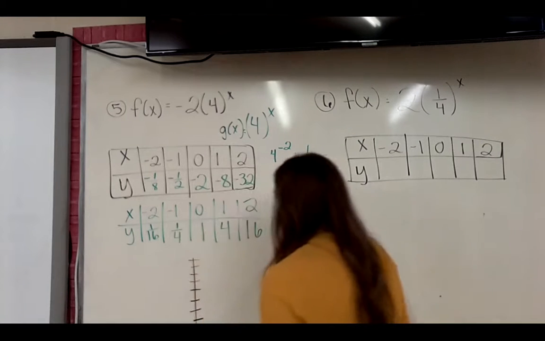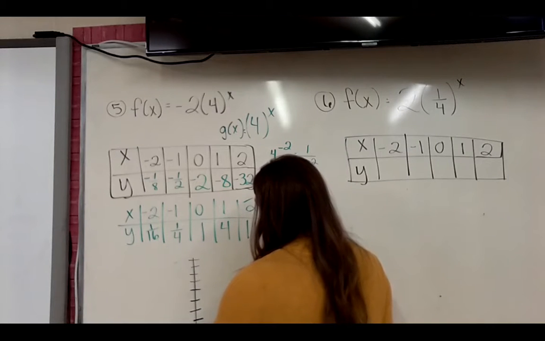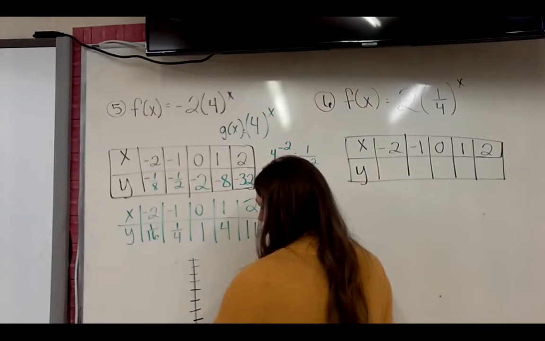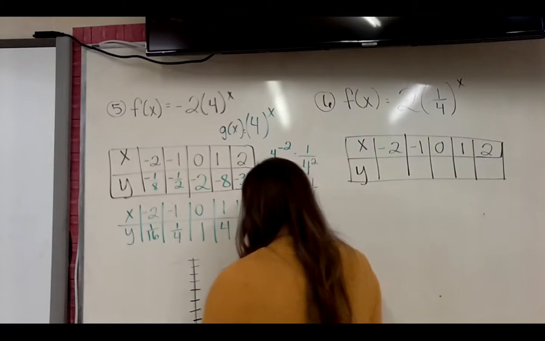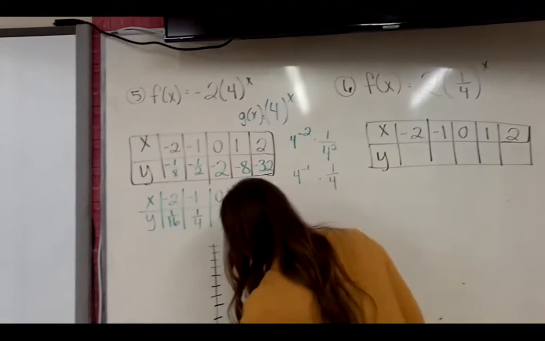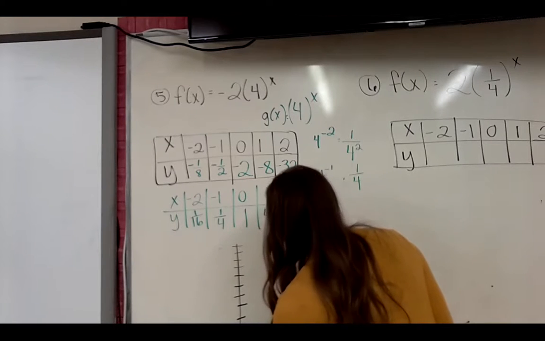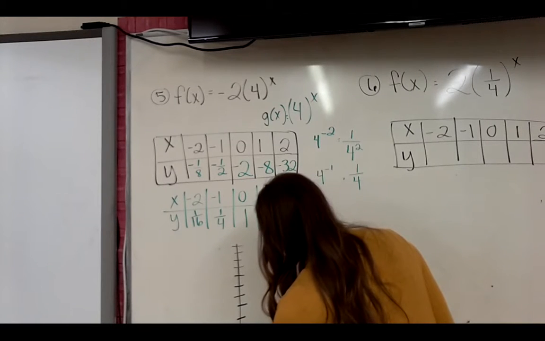Okay. So negative 2, negative 1 over 8. That's really, really close to 0, so that's below the line. Negative 1, negative 1/2.